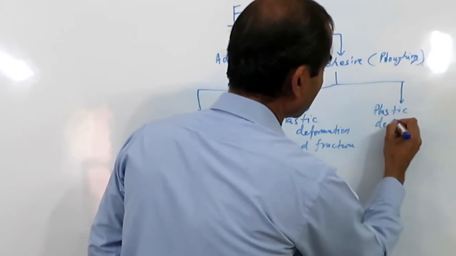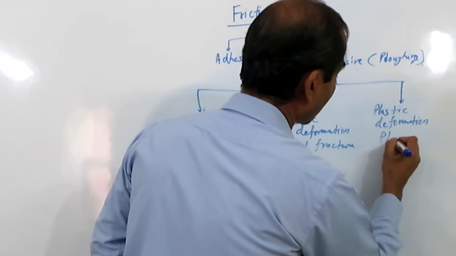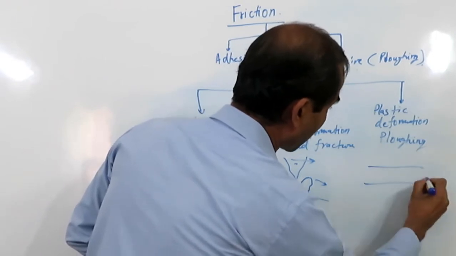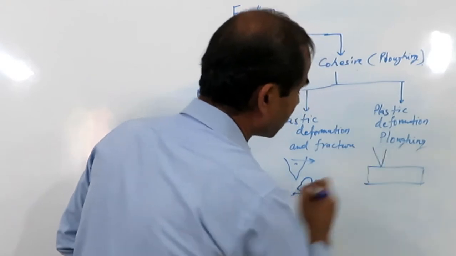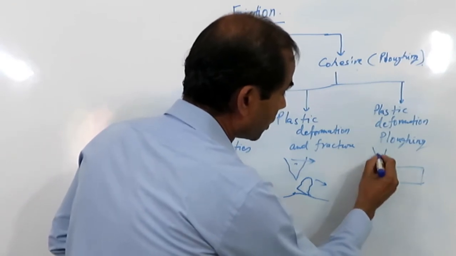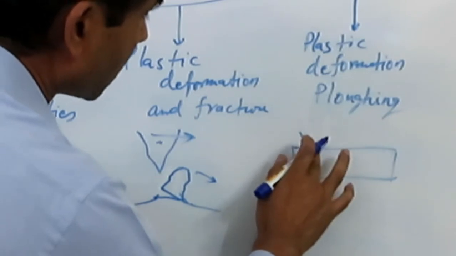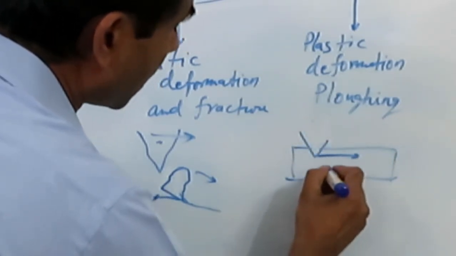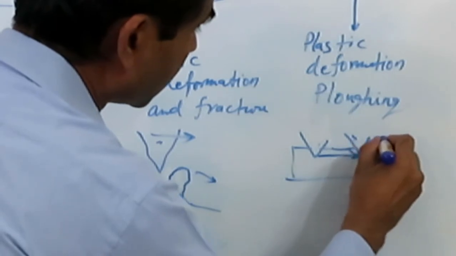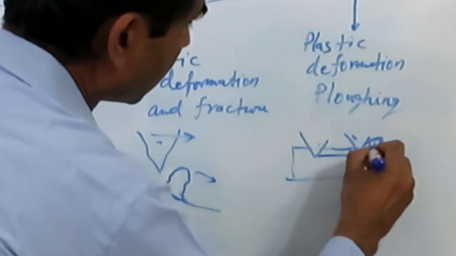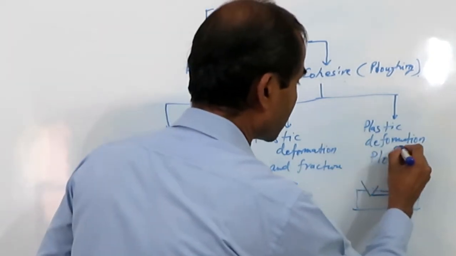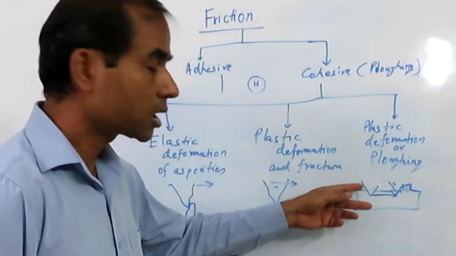Another is plastic deformation and plowing. So this action is much deeper on the surface. For example, if I've got this as a surface and this is the harder particle, the harder asperity of another surface, then this will penetrate inside because it is harder, and this will make the softer surface deform in a plastic manner. So as it moves, some material will get piled up in the front, and this is basically because of the plastic deformation. So plastic deformation or plowing of the surface. It depends upon the relative hardness of the two materials.